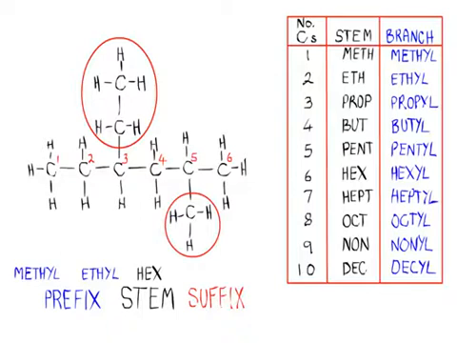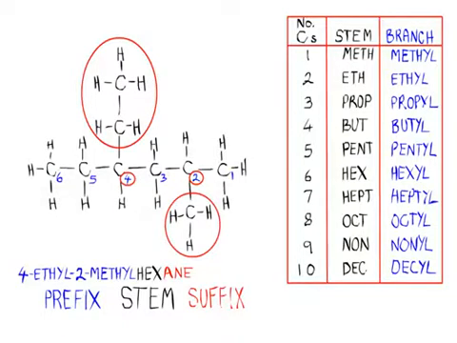We could number this way, which has our branches on positions 3 and 5, which gives a total of 8. Or this way, which has our branches on positions 2 and 4, which gives a total of 6. We'll go with this, as this gives the lowest total. So we have 2-methyl and 4-ethyl in our prefix. We put our branches in alphabetical order, so ethyl comes before methyl. So we have 4-ethyl, 2-methyl as our prefix. Finally, the suffix is -ane, as our compound is a branched alkane. Our compound is 4-ethyl, 2-methyl-hexane.